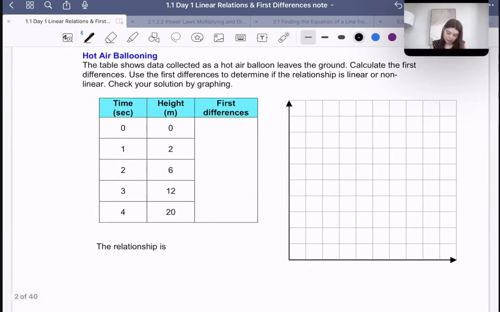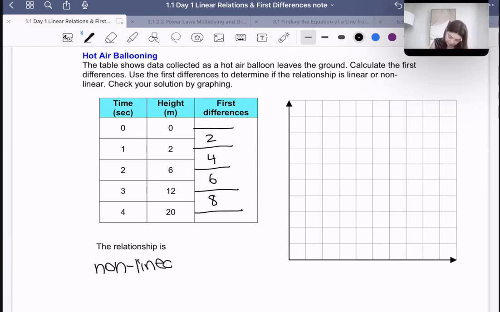Okay, let's do another one. This one says hot air balloon. The table shows data collected as a hot air balloon leaves the ground. Calculate the first differences. Use the first difference to determine if the relationship is linear or nonlinear. Check your solution by graphing. Okay, so 2 minus 0 is 2, 6 minus 2 is 4, 12 minus 6 is 6, and 20 minus 12 is 8. So the first differences are not the same, so therefore it is non-linear.